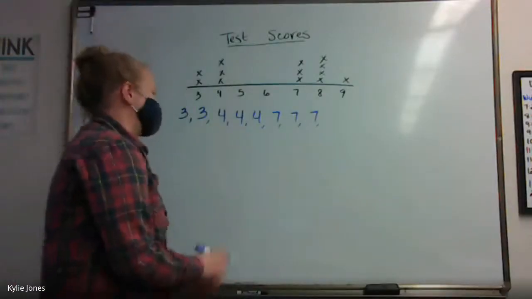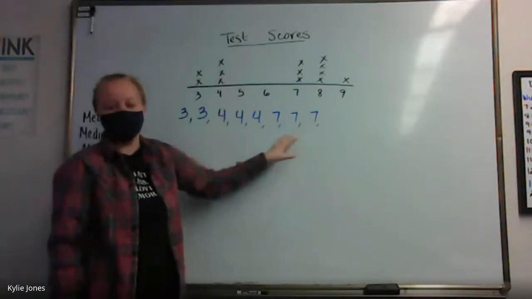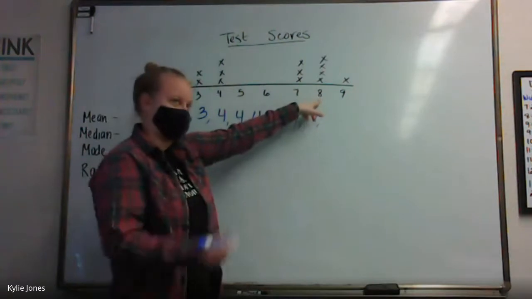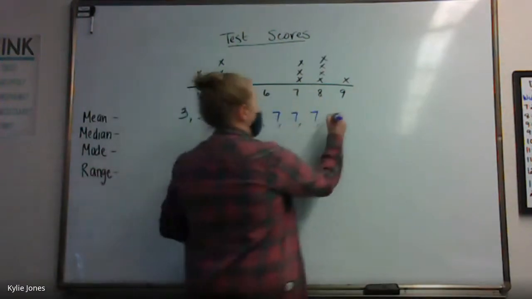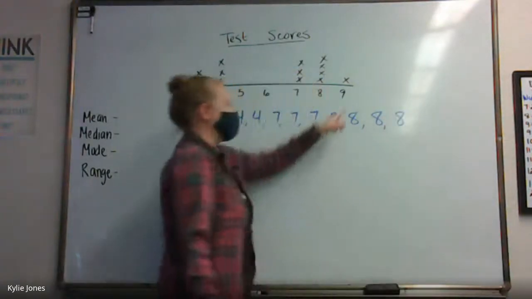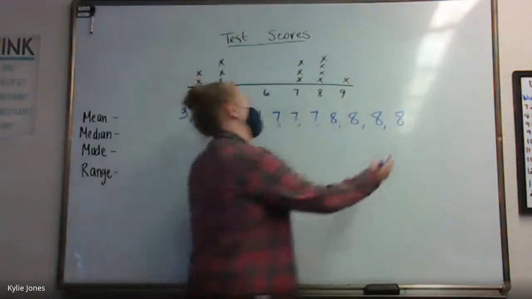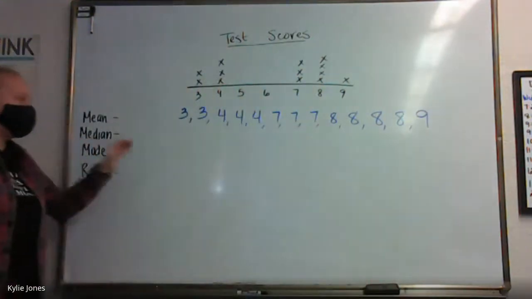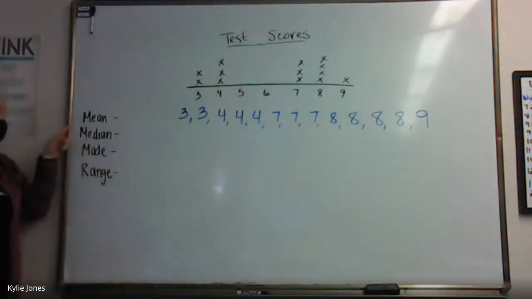And Alani, awesome. Okay, so we have our 7s. We wrote our 7s in our data set. How many 8s do we need to write down? 4. 4 of them. So we have 8, 8, 8, 8. And then what about 9? 1 of them. Good. All right, so now that we are here, we need to find the mean, median, mode, and range of this set of data.